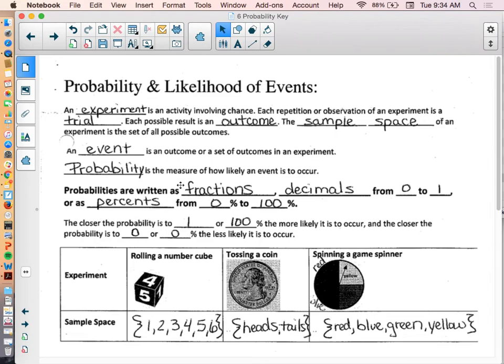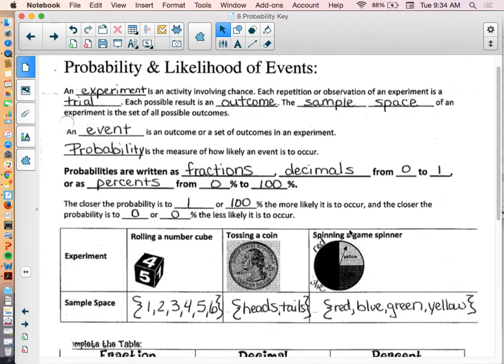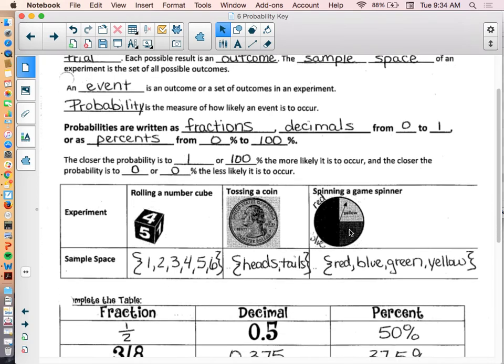So, as you heard before, probability can be written as a fraction, a decimal, or a percent, and the fractions or decimals are from 0 to 1. The percents are from 0% to 100%. The closer the probability is to 1 or 100%, the more likely it is to occur. The closer it is to 0 or 0%, the less likely it will occur. This is a lot of information, but we'll definitely use it in class, so please write it down.